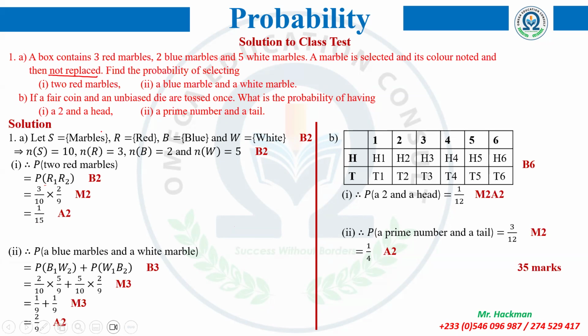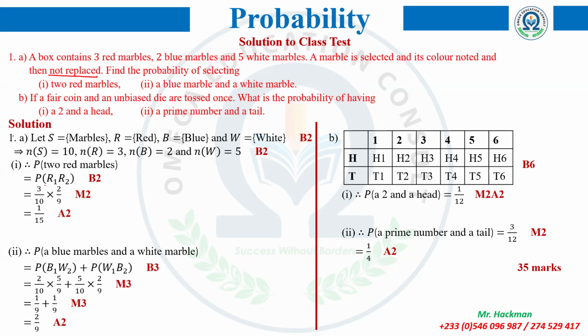And that is informing us that we are going to deal with independent events? No, dependent events. Because when it's not replaced, you should know the probability of the second selection will be affected. So find the probability of selecting (i) 2 red marbles, (ii) a blue marble and a white marble. As usual, having read the question, underline the salient part. What do we write first? Solution. Questions are numbered because we want you to equally number your solution.